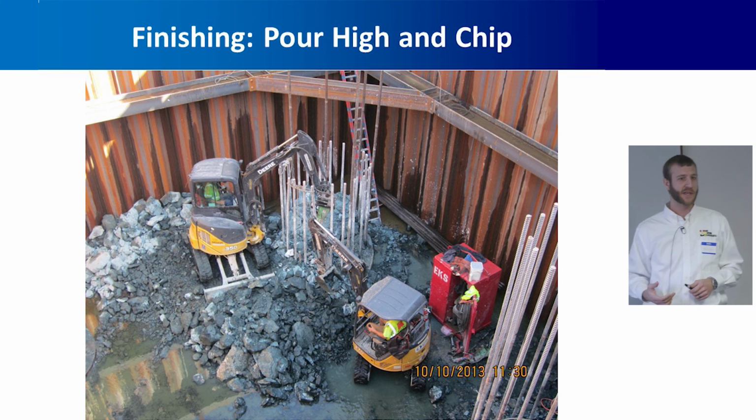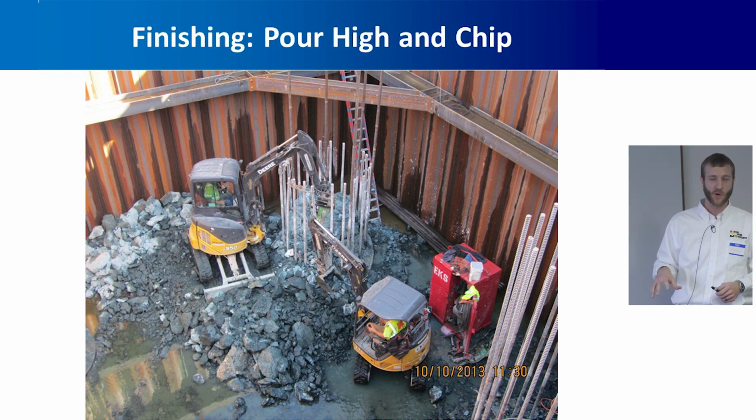Another way to do it is basically to pour the concrete higher than you need it and come back later and chip away that poor quality concrete. So at St. Croix, they constructed these shafts and the casings were sticking up, and then they built the coffer cell, dewatered the coffer cell, stripped the casing, and then chipped away the concrete down to where they needed it. So that's what you're seeing here. They're chipping away the poor quality concrete down to the level of the top of shafts.